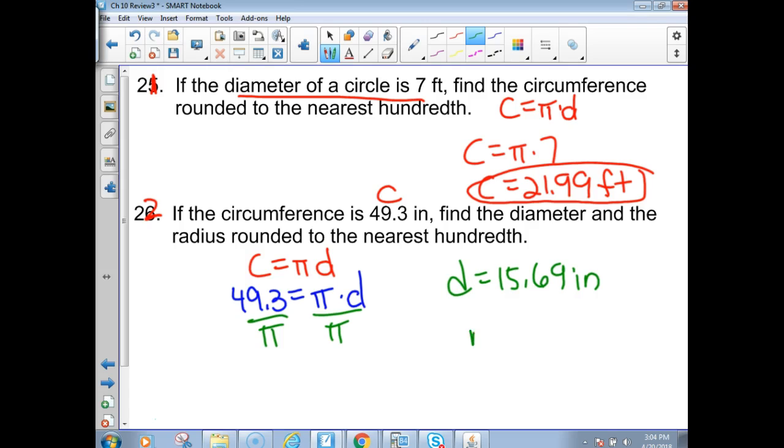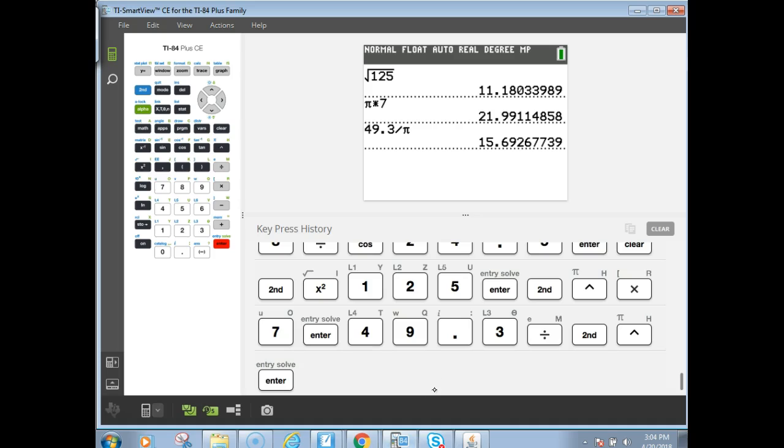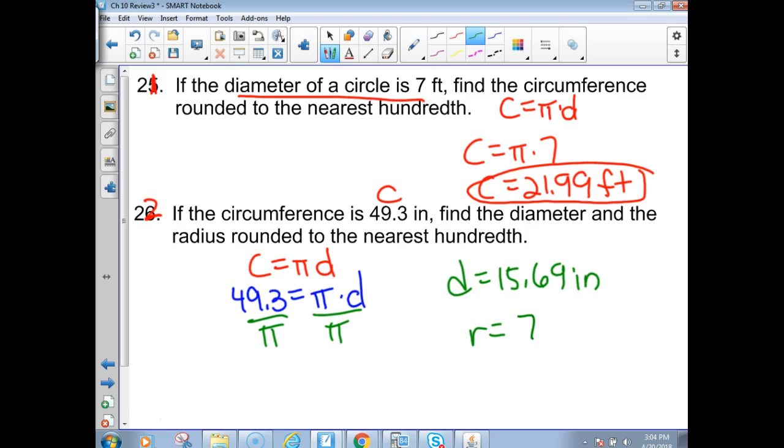Now, to get the radius, we will divide that diameter by 2. So I'm just going to hit divided by 2 and round to the nearest hundredth, 7.85 inches for the radius.